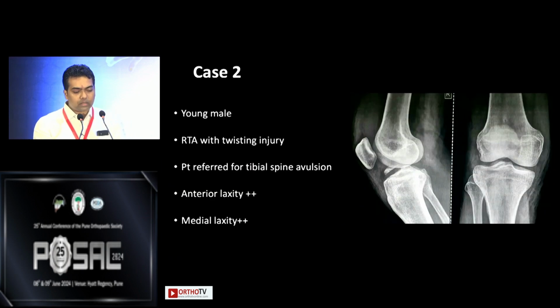And another case, a young male, he had an RTA, so referred with a tibial spine... how many more cases? Just a minute, sorry sir.